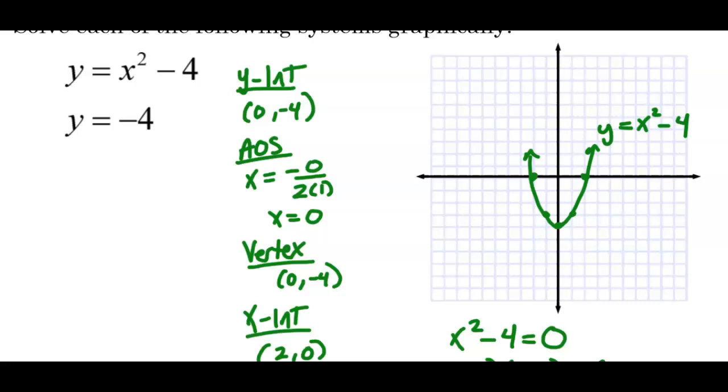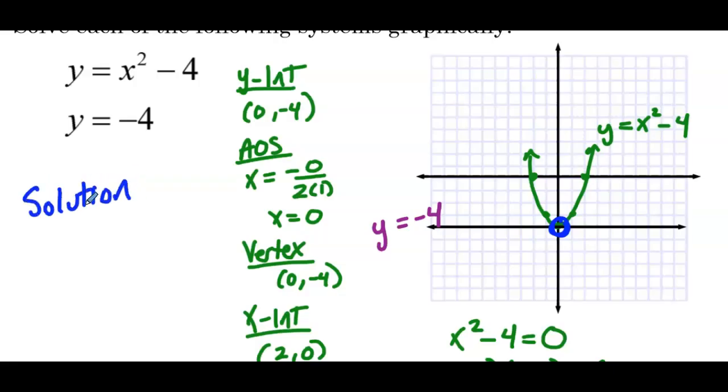And then we have y equals negative 4, which is a horizontal line at negative 4. So that's y equals negative 4. So they intersect right there at only 1 point. So we have only 1 point of intersection, which is the point 0, negative 4.